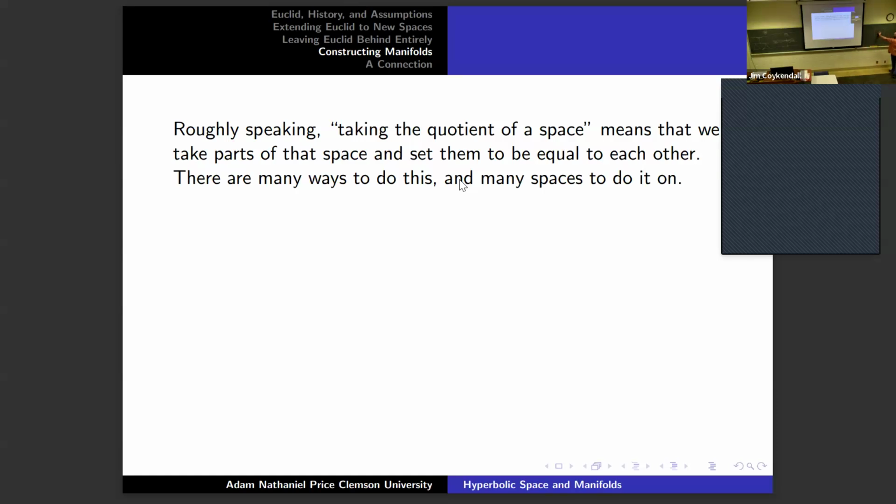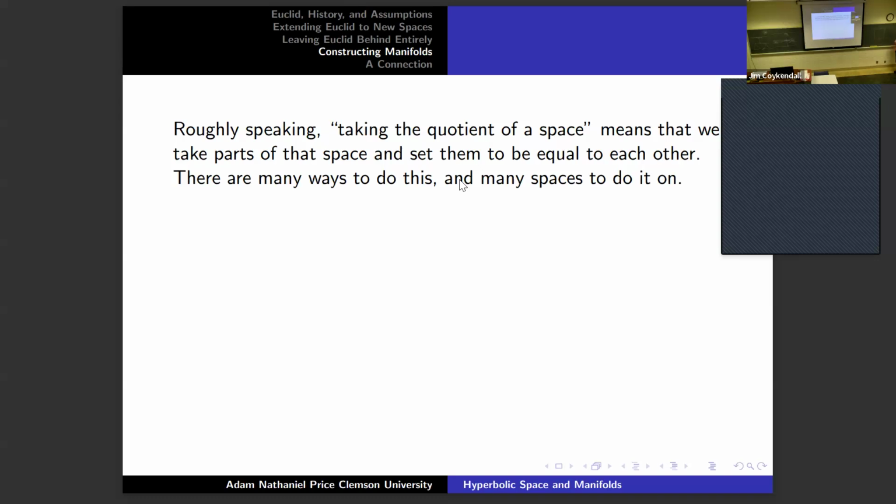I'm going to be talking about a quotient. So the quotient, we're going to quotient this. What this means is we're going to take some collection of points and set them to be equal to each other and say that they're the same point. And the way that we're going to do this is we're going to take the top edge and identify it with the bottom edge.